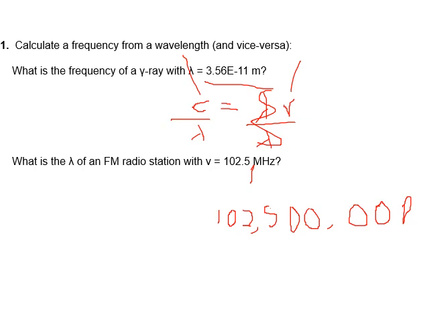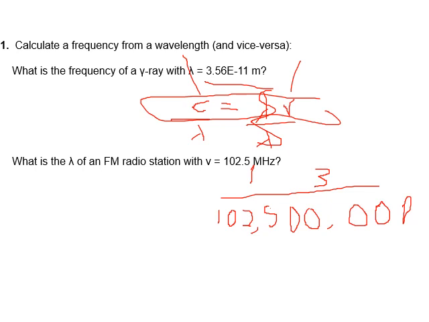Use the same equation we used up here, c equals lambda nu. In this case, we're given the nu, so we divide both sides by nu. And we get that lambda is c over nu. In other words, it's 3 times 10 to the 8th divided by this number right here, 1.025 times 10 to the 8th. So it's going to be roughly 3 meters.